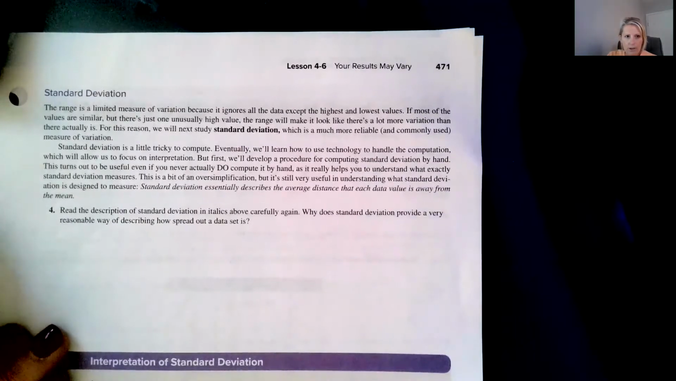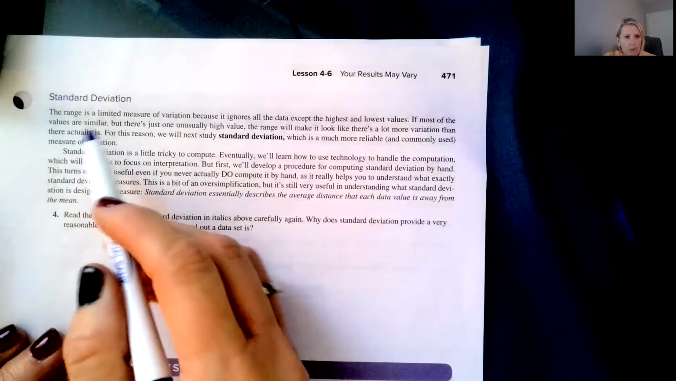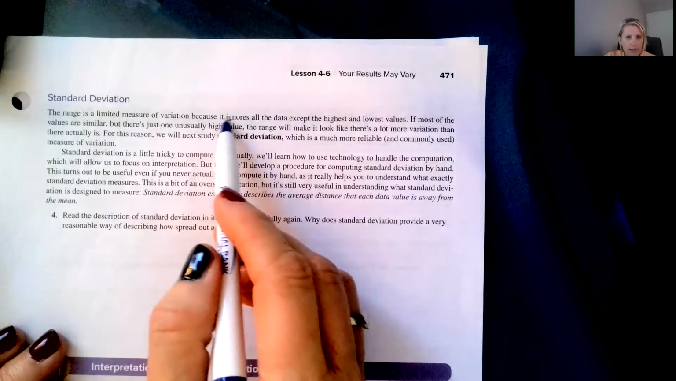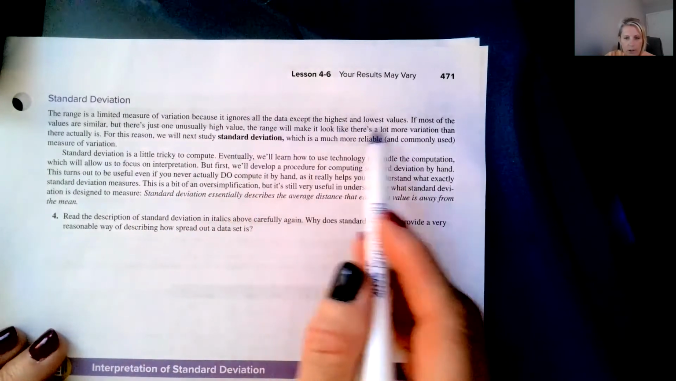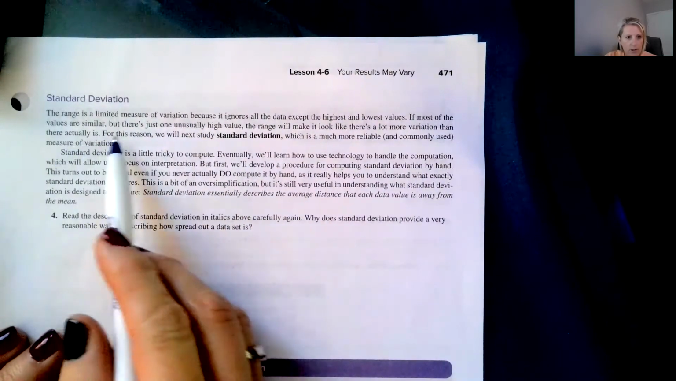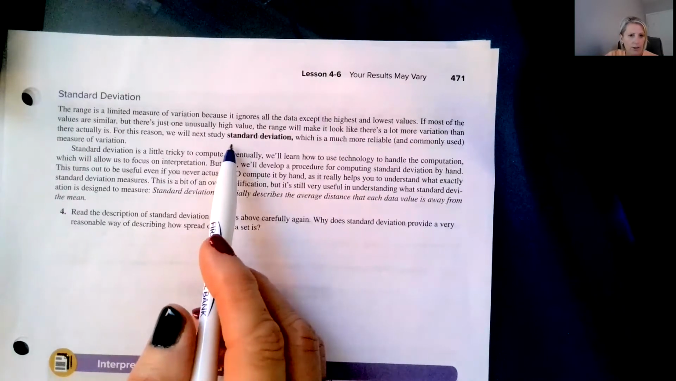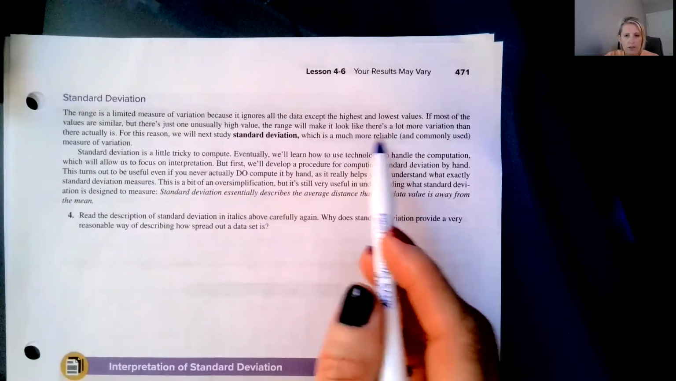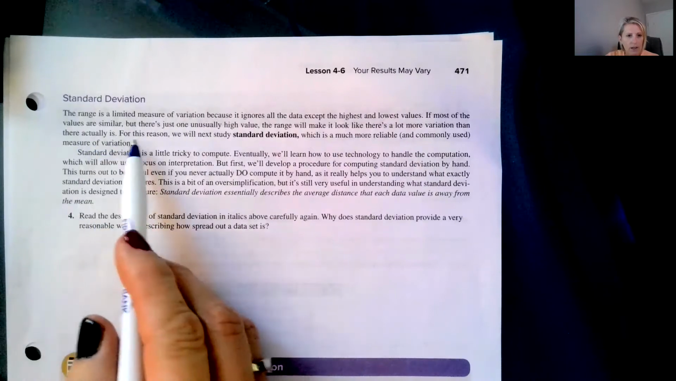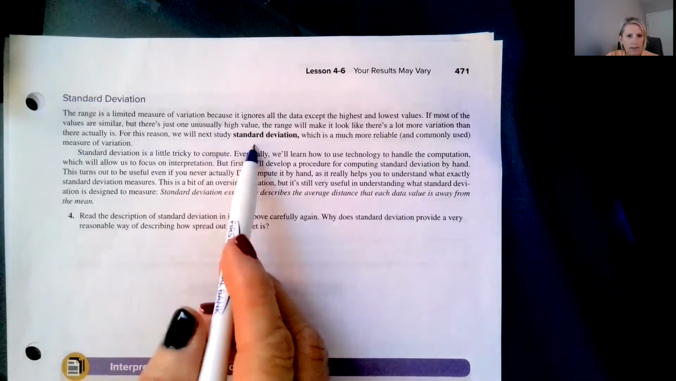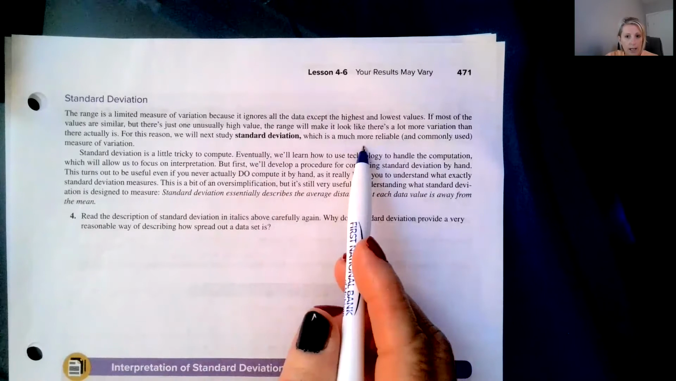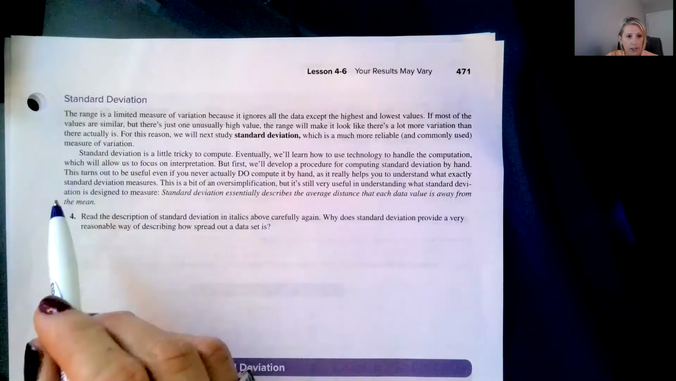So we are going to introduce standard deviation. It says the range is a limited measure of variation because it ignores all the data except the highest and lowest values. If most of the values are similar, but there's just one unusually high value, the range will make it look like there's a lot more variation than there actually is. For this reason, we will next study standard deviation, which is a much more reliable and commonly used measure of variation.